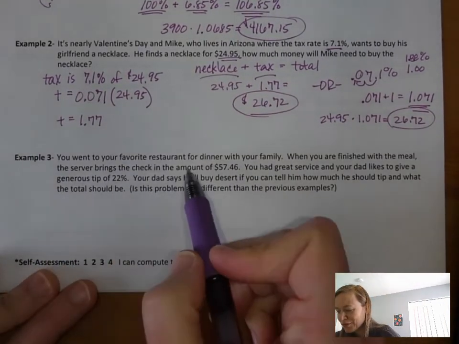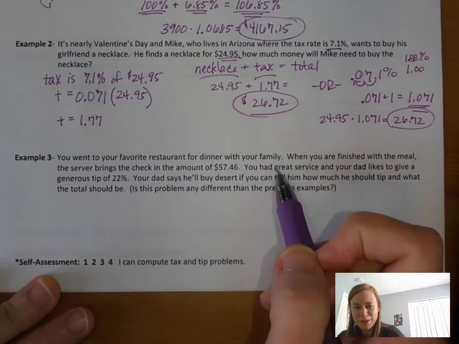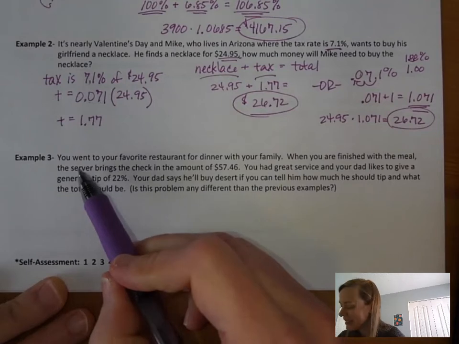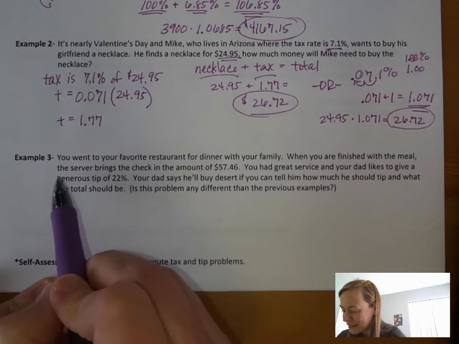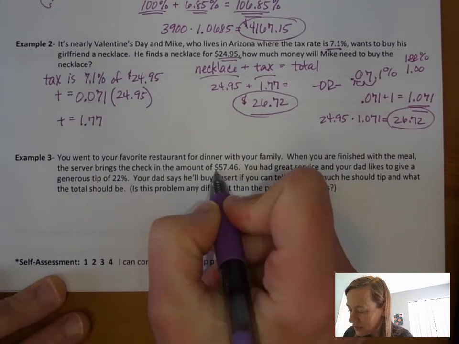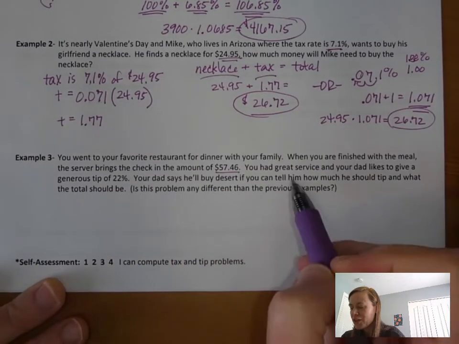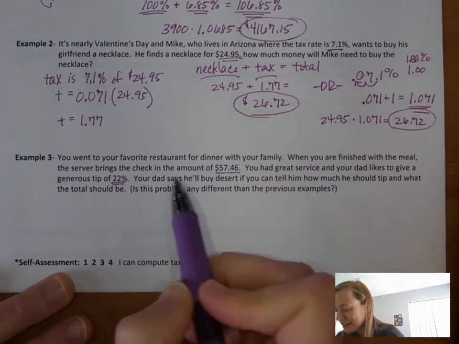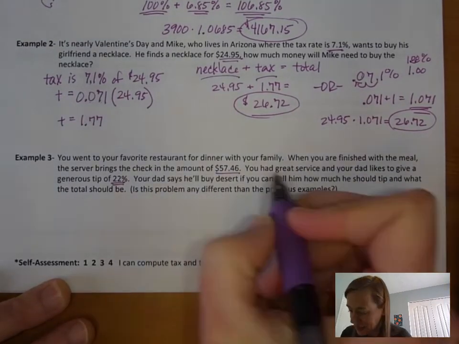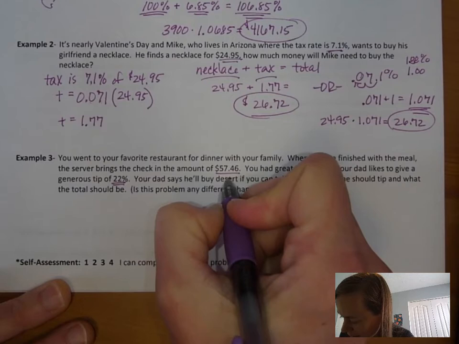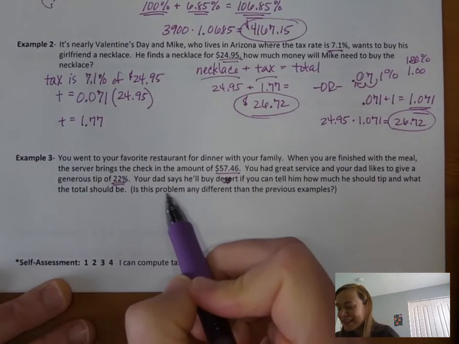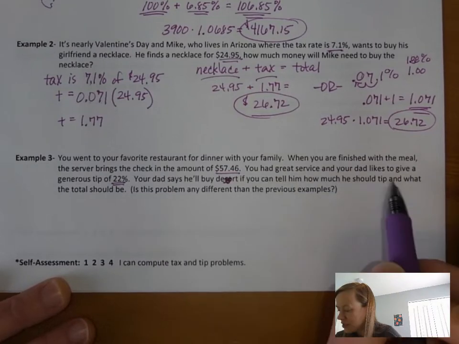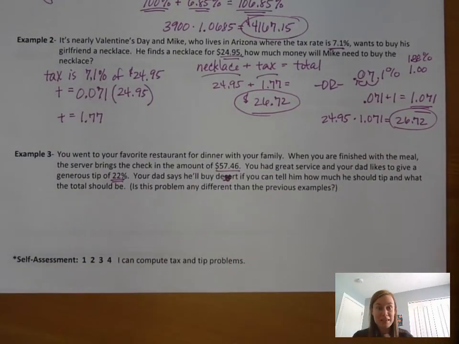You went to your favorite restaurant for dinner with your family. This is a pre-COVID problem. Or, sometimes we can still go to our favorite restaurants. It just depends. Okay, when you're finished with the meal, the server brings the check in the amount of $57.46. You had great service, and your dad likes to give a generous tip of 22%. That is super nice. Your dad says he'll buy dessert. That says dessert. Oh my gosh. Okay, 2 S's in there, guys. Your dad says he'll buy dessert, if you can tell him how much he should tip and what the total should be.